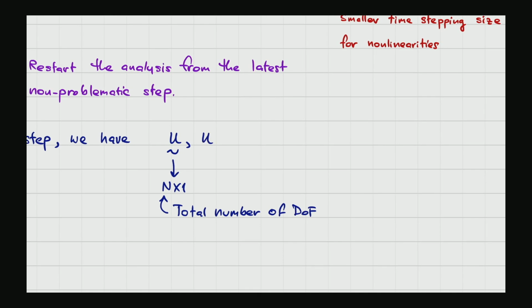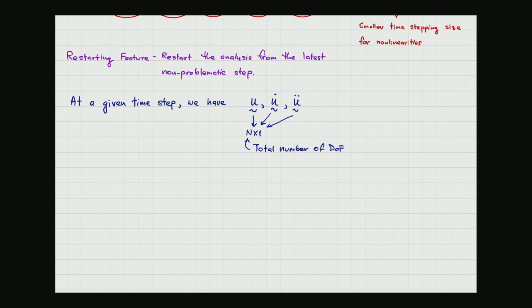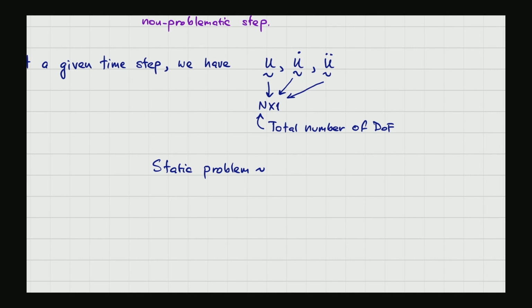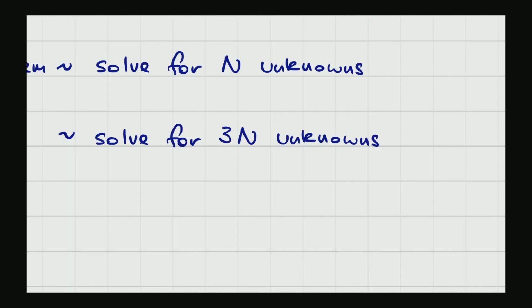And not only U, right? You're going to have the U dot, of which the dimension is identical, n by 1. And you have U double dot, of which the size is also n by 1. So what happened now? You used to solve a static problem for n unknowns. Now you're going to need 3n, 3 times n.